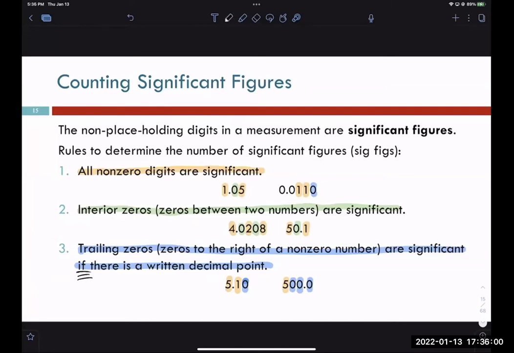So when we go through, we can count these. The zeros to the left are never significant. If it comes before a non-zero number, it is never significant.